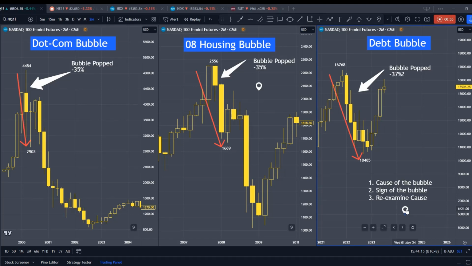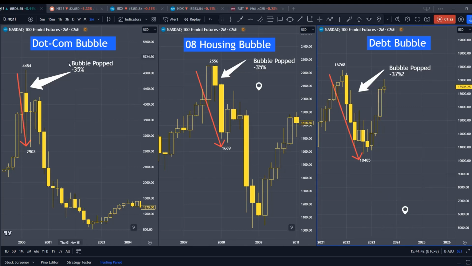What do I mean by that? It means: has the market bubble been resolved, or is it still ongoing? And what are the three stages? First, we have to recognize what the cause of the bubble is in the first place. Followed by, we look out for signs that the bubble has already popped. And number three is that we have to re-examine the cause again.